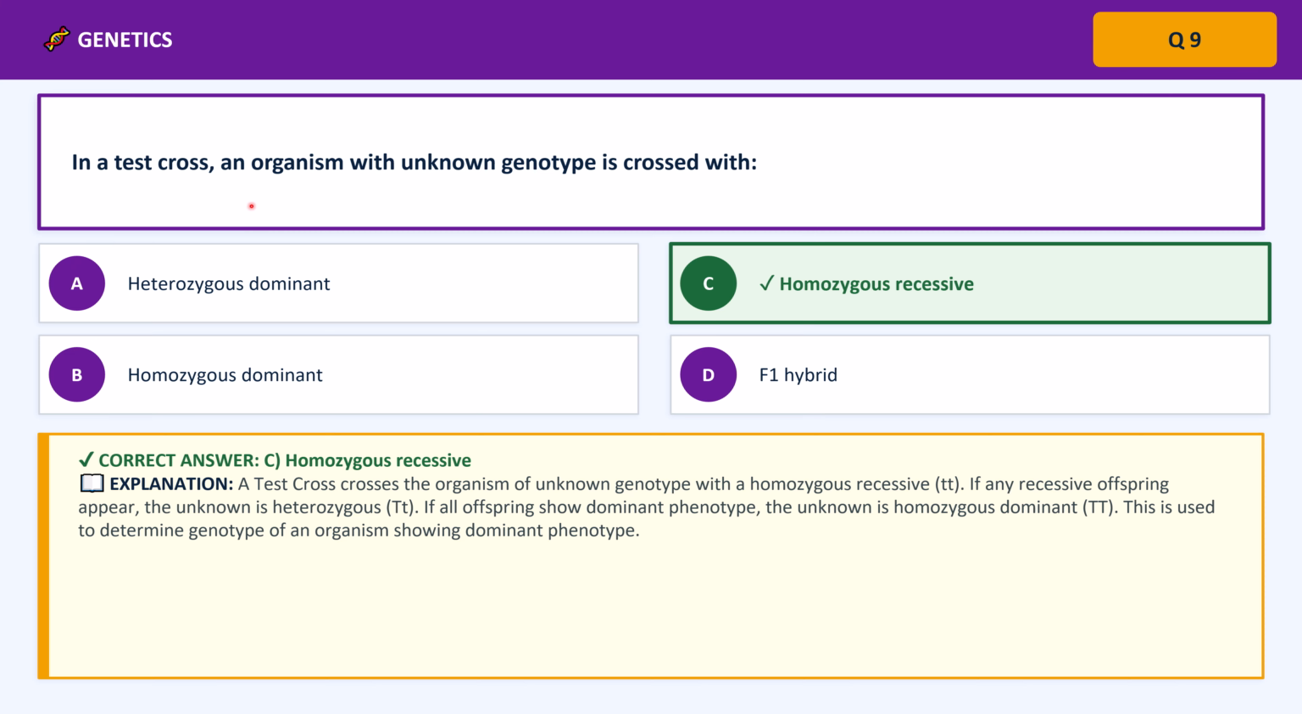Question 9. In a test cross, an organism with unknown genotype is crossed with, option C, homozygous recessive. Explanation: A test cross crosses the organism of unknown genotype with a homozygous recessive, that is tt. If any recessive offspring appears, the unknown is heterozygous Tt. If all offspring show dominant phenotype, the unknown is homozygous dominant TT. This is used to determine genotype of an organism showing dominant phenotype.